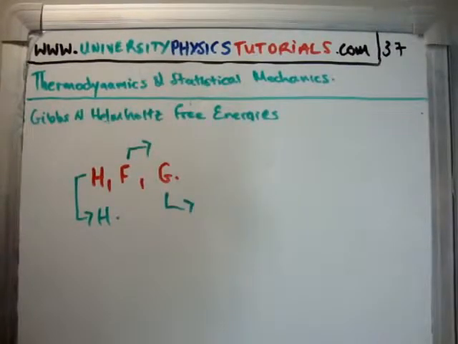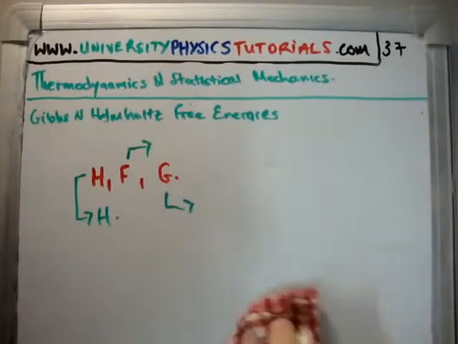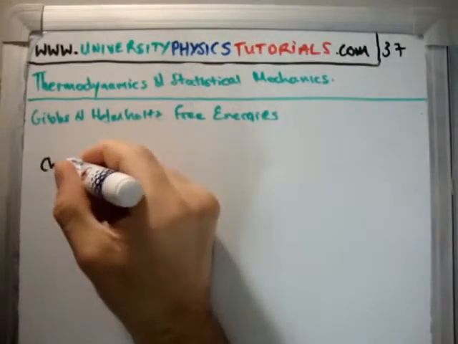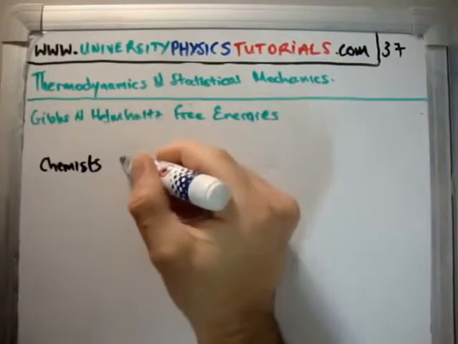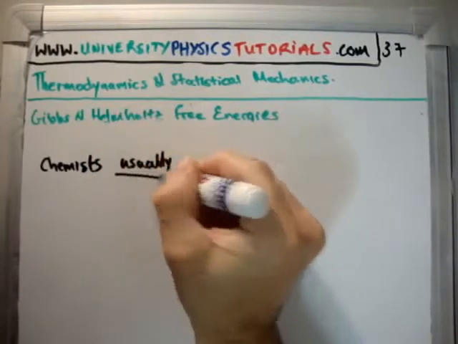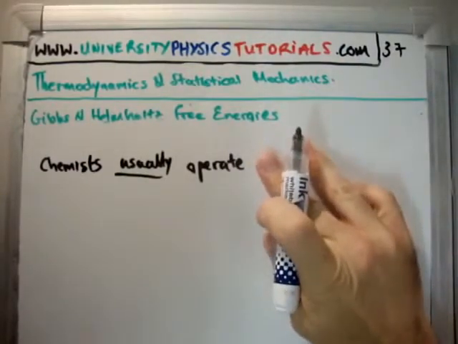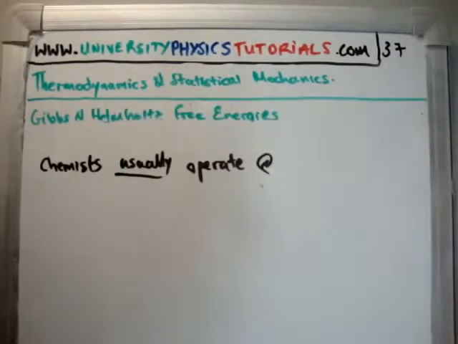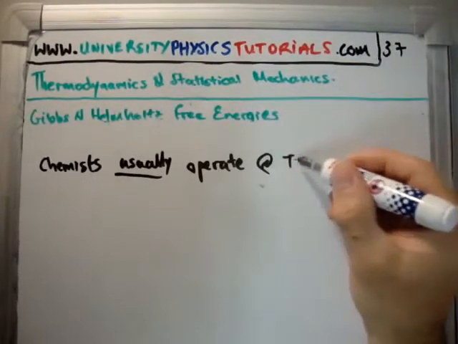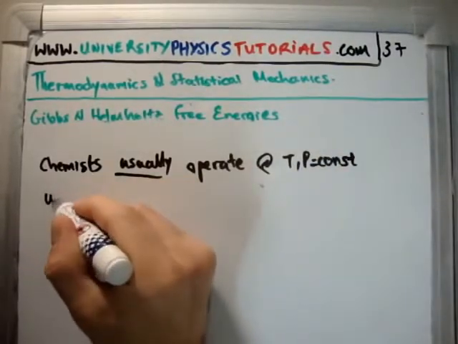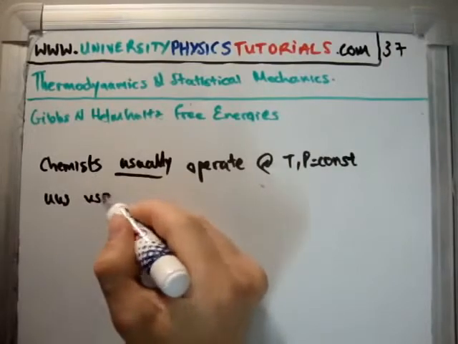Okay, so what's next? Next, I want to look at who uses which, we'll say. Now think about it. In a chemistry lab, chemists usually operate at constant pressure and constant temperature, T and P constant. So for that reason, chemists usually use G.